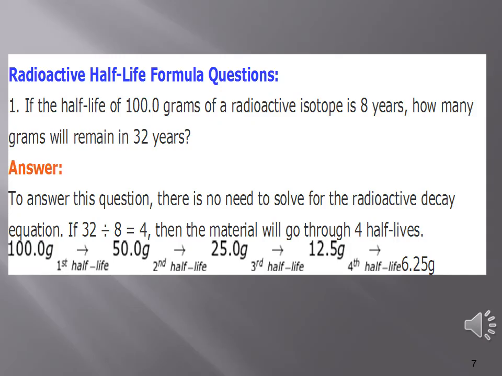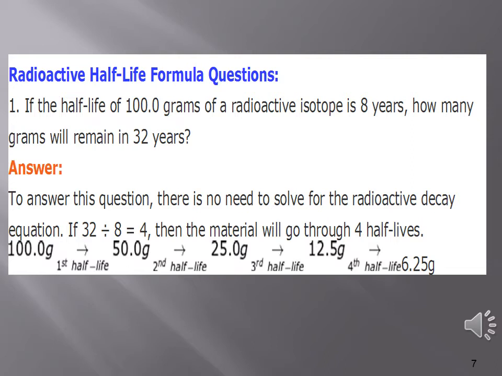Let us look at an example of a radioactive half-life. If the half-life of 100 grams of a radioactive isotope is 8 years, how many grams will remain in 32 years? First, we have to ask ourselves a question.